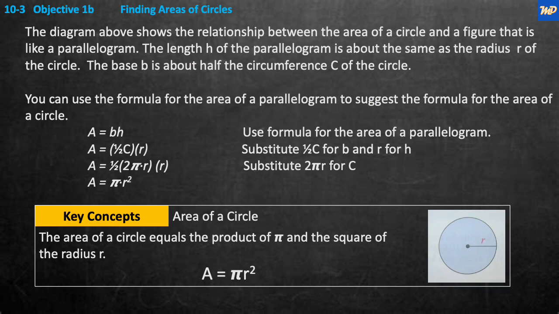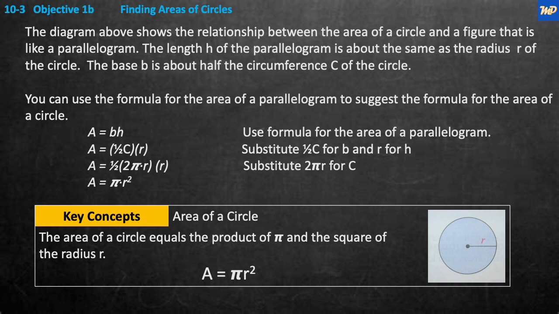Okay, Objective 1B, finding areas of circles. It's a continuation of the previous slide with our circle that we cut up into 16 pieces. The diagram above showed the relationship between the area of a circle and the figure that was like a parallelogram. The length h of the parallelogram is about the same as the radius of the circle, and the base b is about one half the circumference, and we're going to call the circumference c. So it's about half of the circumference. That gave us the base and the height.